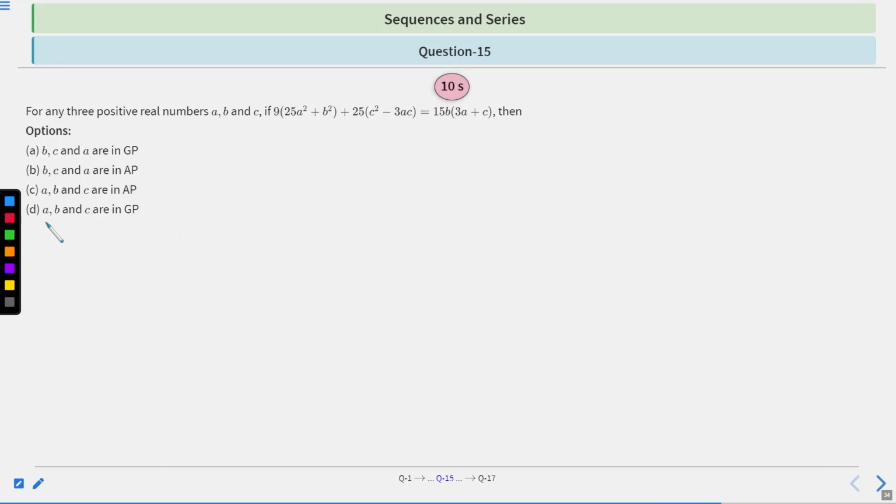Let's move to question number 15. For any three positive real numbers a, b and c, if 9 into (25a square plus b square) plus 25 into c square minus 3ac is equal to 15b(3a plus c), then what options are correct? Let's move to the solution part after 10 seconds.